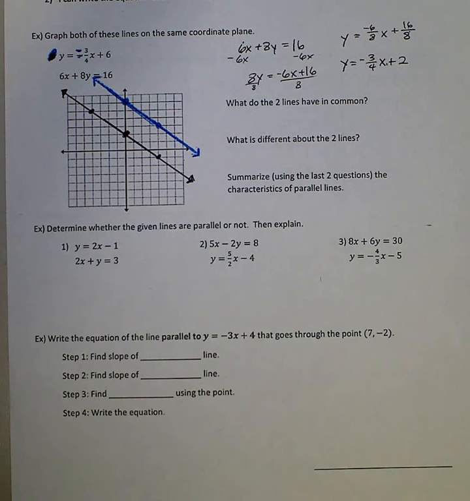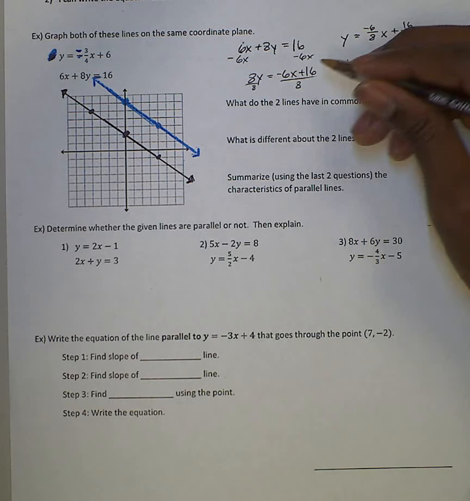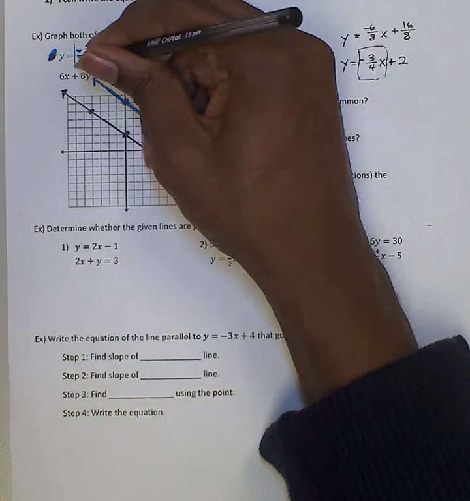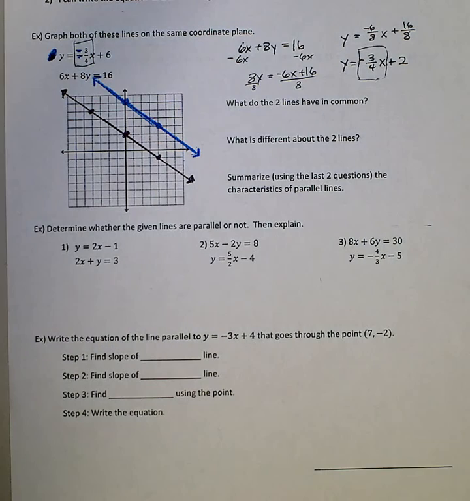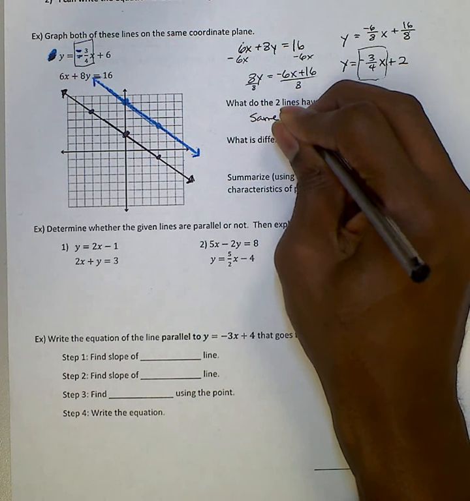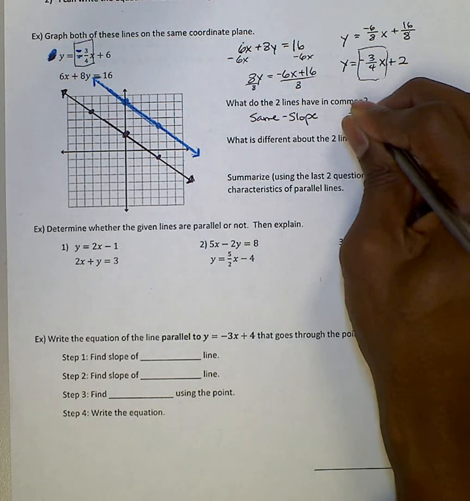Alright. So now look at these questions that follow along. It says, what do the two lines have in common? If we look at their equations, we should notice that they both have a slope of negative 3/4. They have the same slope, negative 3/4.